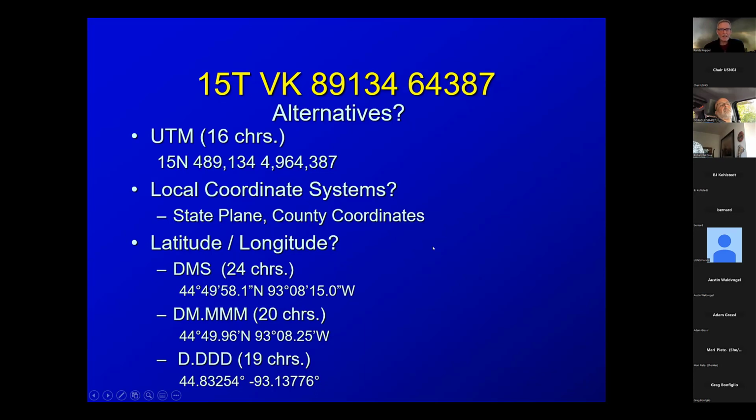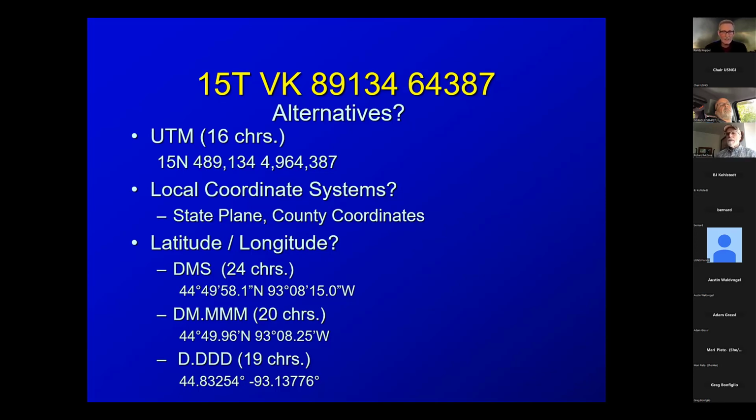What about latitude, longitude? Well, we can express latitude, longitude in several different formats. We can do it as degrees, minutes, and seconds, and that's a full 24 characters. And we have to read every single character in that to make sure there's no confusion. So it'll be read as 44 degrees, 49 minutes, 58.1 seconds north, 93 degrees, 08 minutes, 15.0 seconds west. That's a lot to say. And again, there's no provision for precision or anything like that.